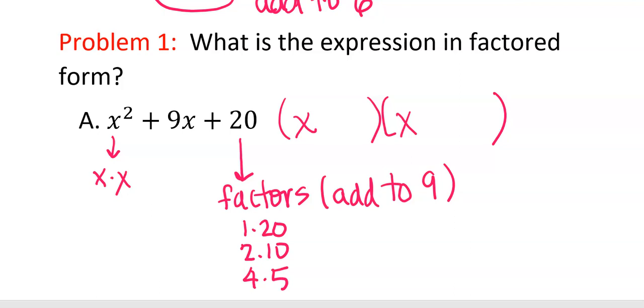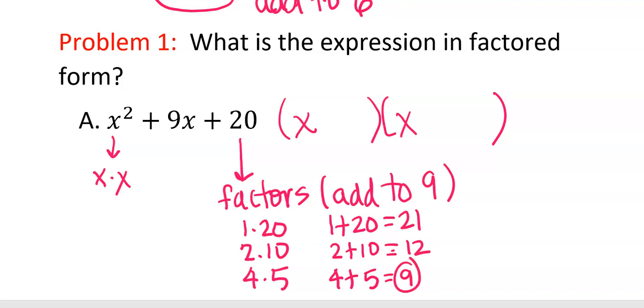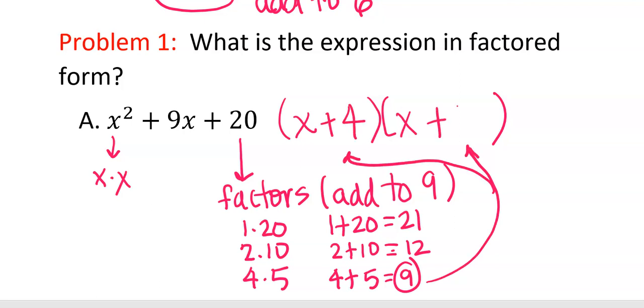Factors of 20 are 1 times 20, 2 times 10, 4 times 5. The smaller the number, the fewer factors you have to choose from. When you add those numbers together, 1 plus 20 would be 21. We're looking for a 9. 2 plus 10 would give you 12. Again, we're looking for 9. 4 plus 5 gives you 9, and that's the one we're looking for. So the 4 and the 5 are the factors: plus 4, plus 5.